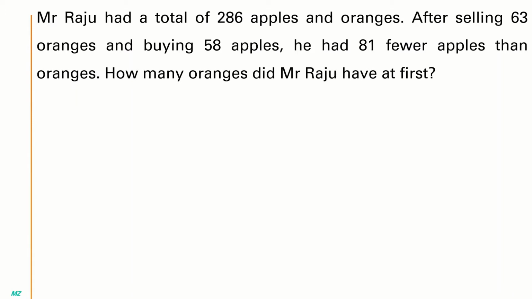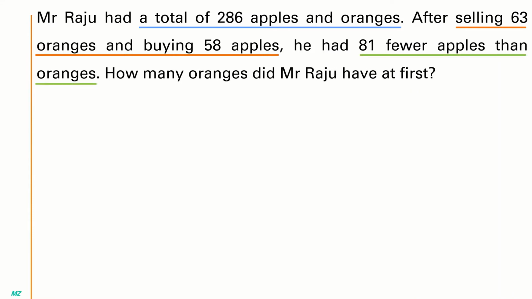So the first keyword or phrase will be a total of 286 apples and oranges. The next phrase will be selling 63 oranges and buying 58 apples. So after Mr. Raju sold 63 oranges and bought 58 apples, he had 81 fewer apples than oranges. So what is it we need to find? We need to find the number of oranges Mr. Raju had at first. Alright, next we need to draw the model for this question.